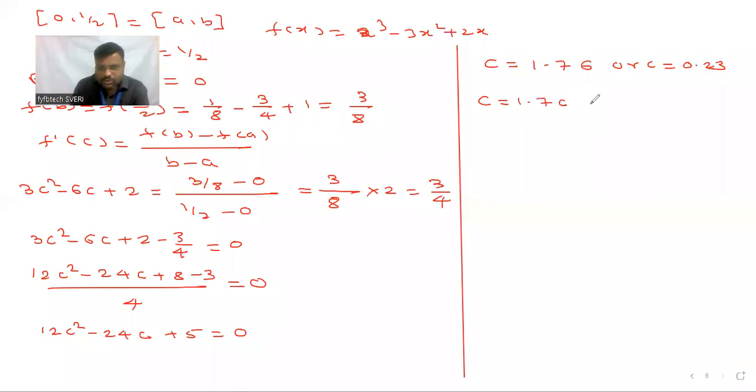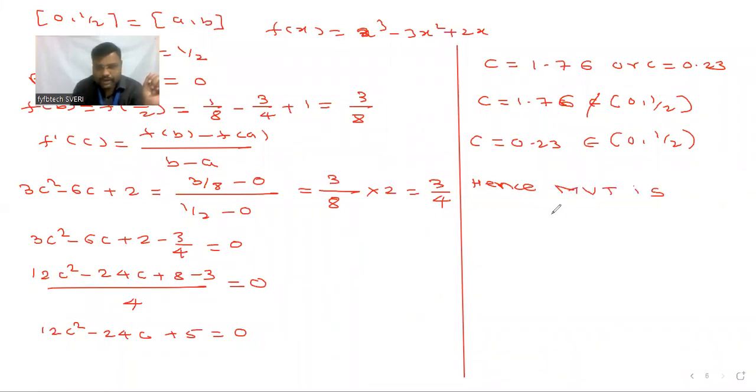Does 1.76 belong to 0 to 1 by 2? What is the upper boundary? 0.5, right? It is not within the limit, it is more than that. The other c is 0.23, which belongs to 0 to 1 by 2. Yes, sir. So hence, c exists. We can say that c exists. Hence, the mean value theorem is verified.